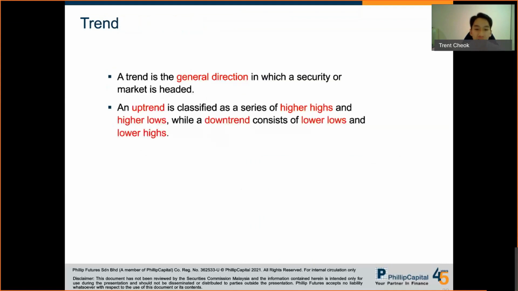Okay, the first part, trend. A trend is really the general direction of where the security or market is headed. So just by looking at the chart, you need to identify a few things. In an uptrend, you need to identify the higher highs and higher lows. And in a downtrend, you need to identify the lower lows and lower highs.